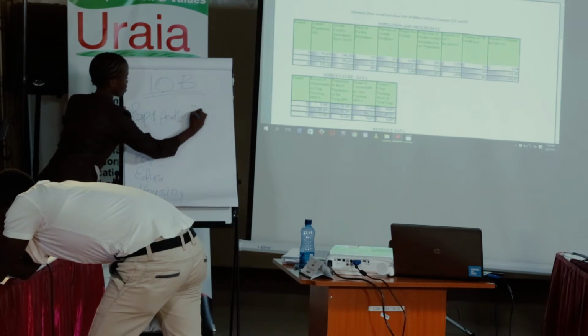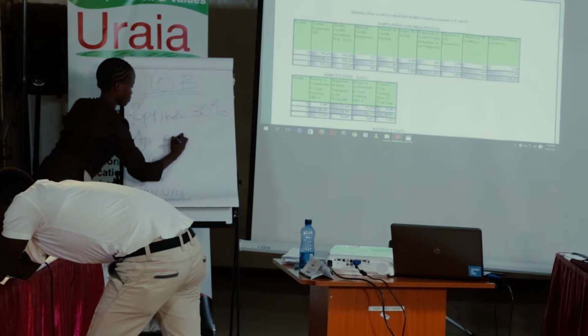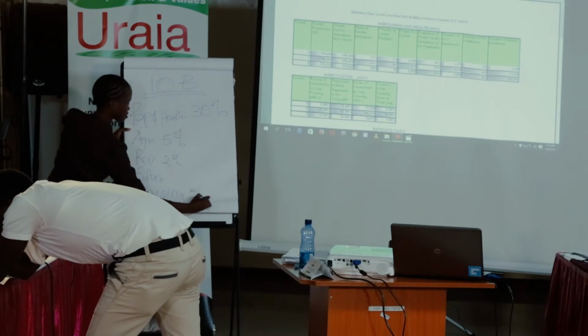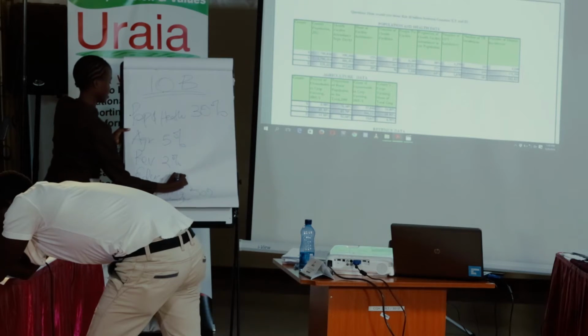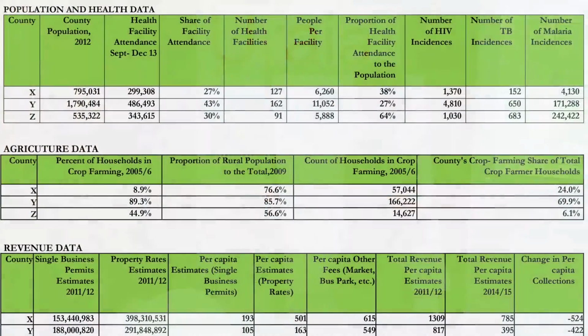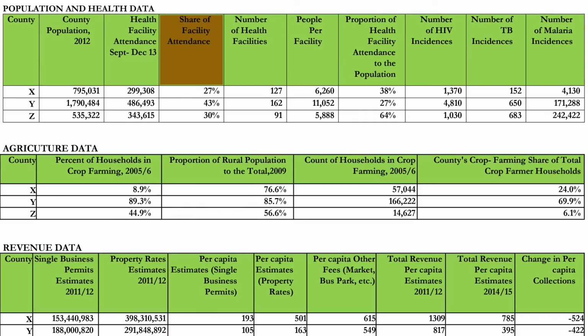Health 30%, okay, health. Agriculture 5%. Revenue 2%. Housing 50%. Education 10%. And infrastructure 3%.